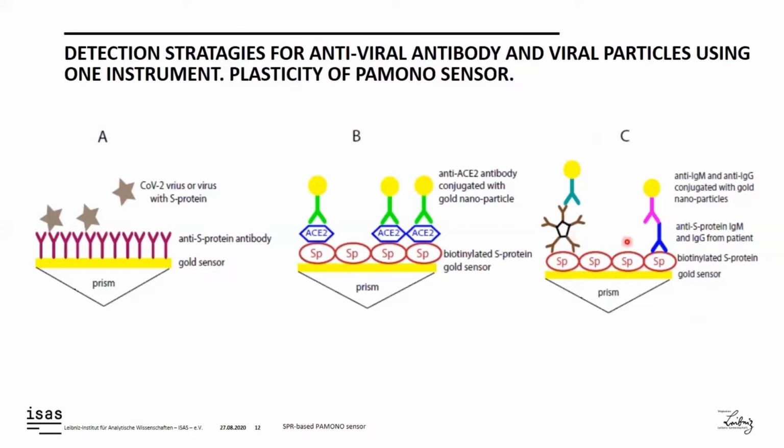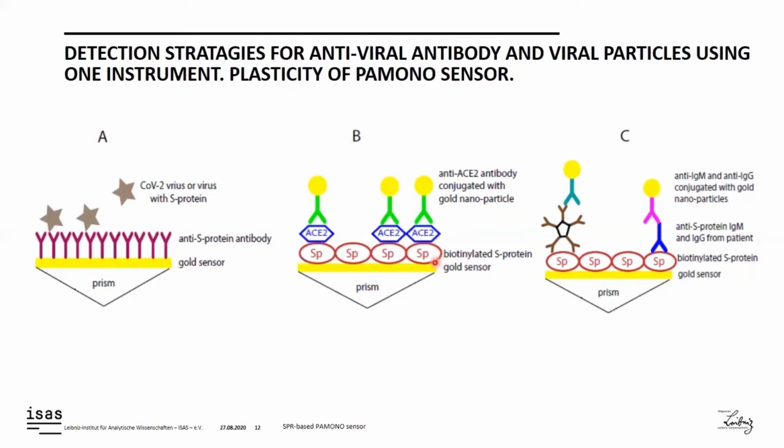Immunoglobulins M or G will bind spike protein, and then they will be detected by antibody conjugated with gold particles, antibody against immunoglobulins M or G. And in order to investigate interactions between spike protein of the virus and its counterpartner on the cell surface, HCE2, the same strategy may be used.